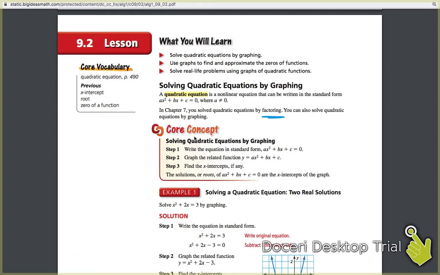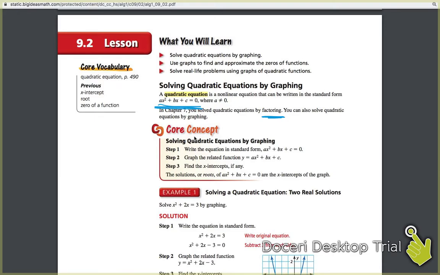It says in Chapter 7, you solve quadratic equations by factoring. We've already done this. Just want to make sure we understand what a quadratic equation is first. A quadratic equation can be written in that standard form, ax squared plus bx plus c equals 0. A cannot be 0 because we need that x squared term, right? We've done this before, okay?